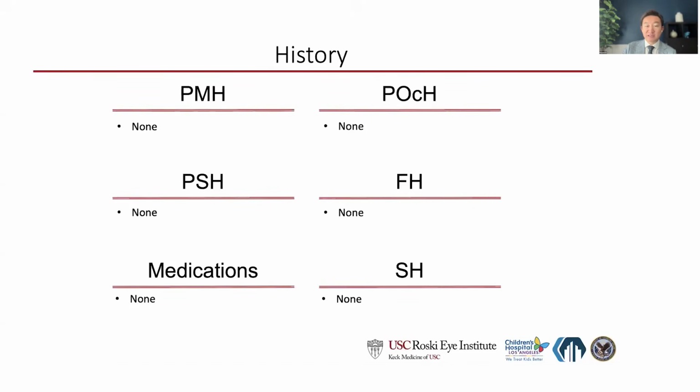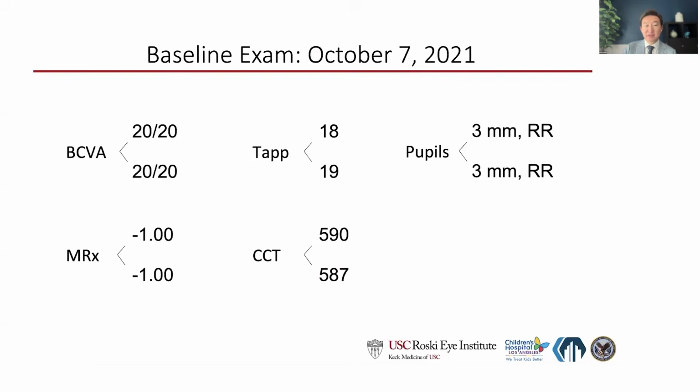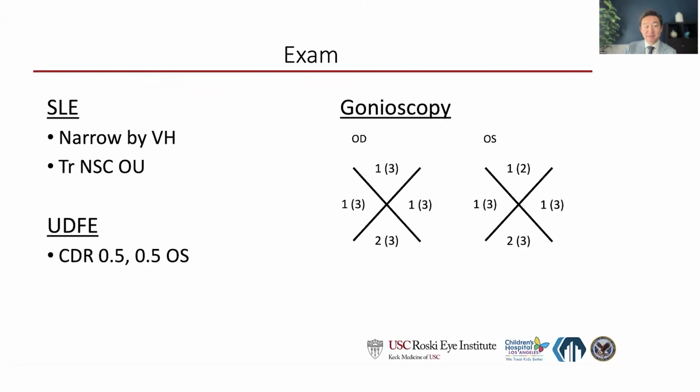She had no relevant history. And when I first saw her in September of 2021, she had best corrected visual acuity of 20/20 in both eyes, pressures of 18 and 19. She was a low myope, and she had CCTs around 590. On slit lamp exam, she was narrow by Van Herrick, and she had trace nuclear sclerotic cataracts in both eyes.